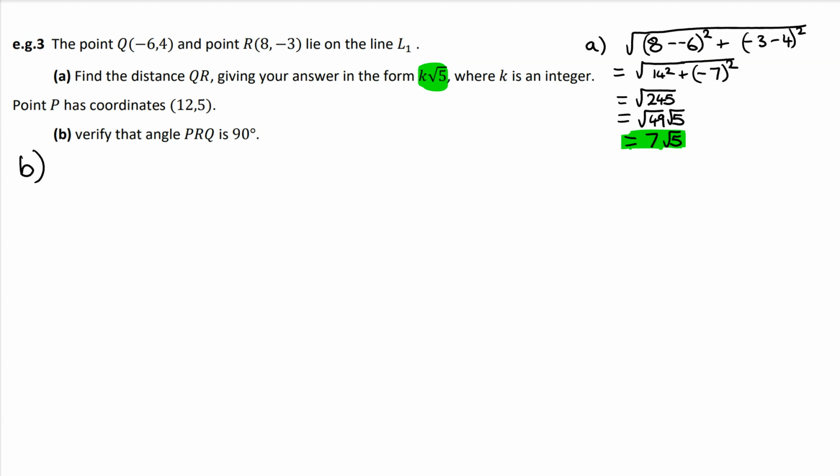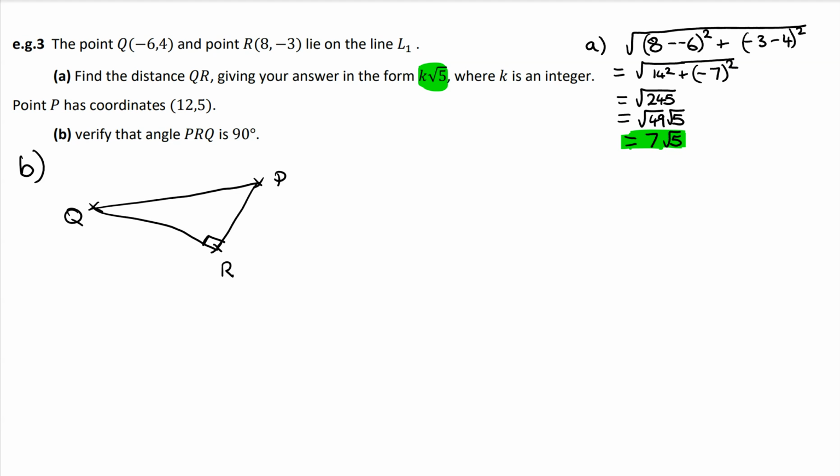What I'm going to do with this question though is focus on this part B, verifying that the angle PRQ is 90 degrees. So what might help is doing a little sketch here. So I've got my 3 points here, R, P and Q. I'm going to verify that PRQ, so it would be this angle here, is 90 degrees, i.e. a right angle. Now, if you've got a right angle triangle, the three sides must obey Pythagoras' theorem.